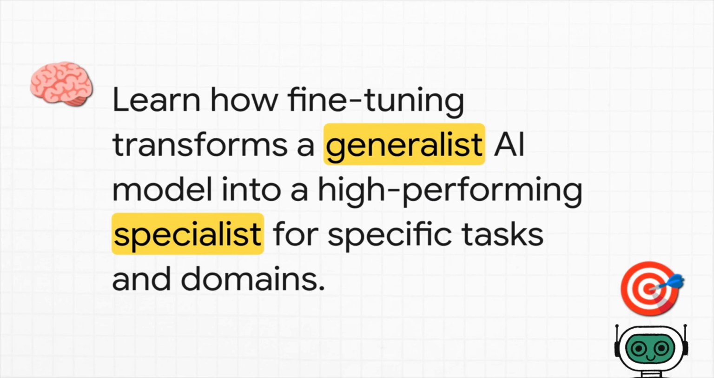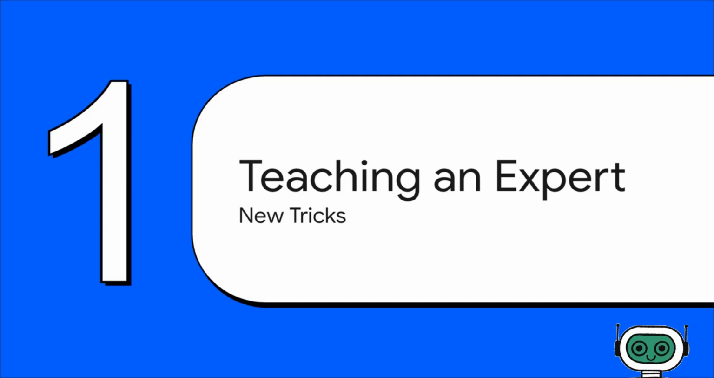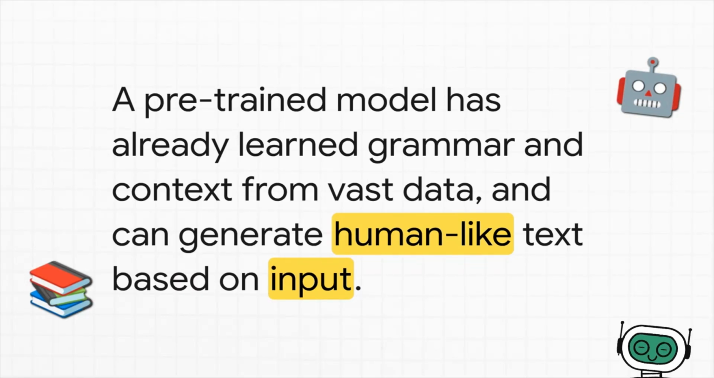By the end of this, you'll understand how to transform that generalist AI into a focused, high-performing expert for your specific needs. The core idea here is surprisingly intuitive. You can really just think of it as teaching a seasoned expert some very specific new tricks. Let's use a mental model. Picture a world-class chef. This person is trained for years, they know thousands of recipes, and they understand food chemistry on a deep level. That chef, that's our pre-trained language model. It has a vast, general understanding of its domain, in this case, human language.